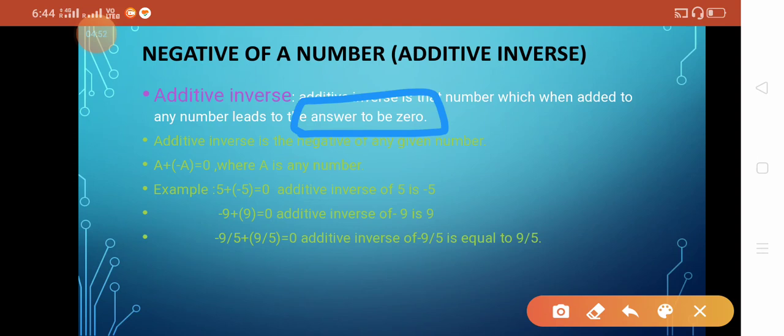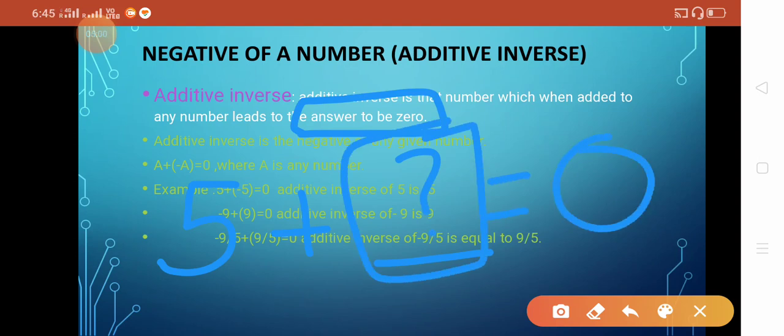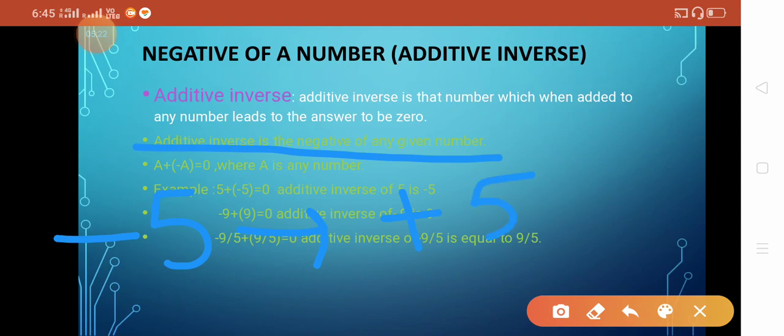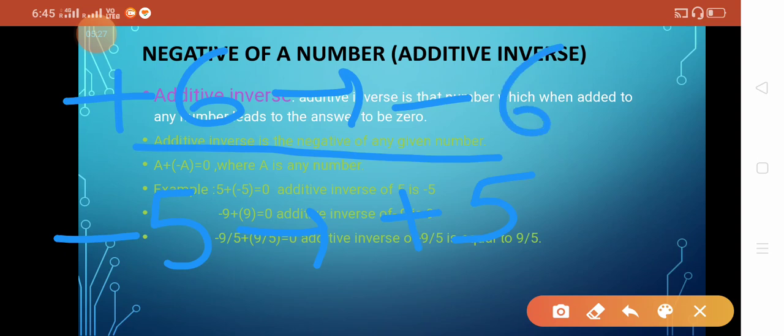What that suggests is, if you have a number 5, you add something there and the answer must be 0. So what should you add here? You should add the negative of this number, the opposite of this. The opposite of 5 is minus 5. So if you add 5 plus minus 5, the answer is 0. So we can simply say that additive inverse is the negative of any given number. Simply, if you are given a negative number, you change it to a positive number, or if you are given a positive number, you change it to a negative number.